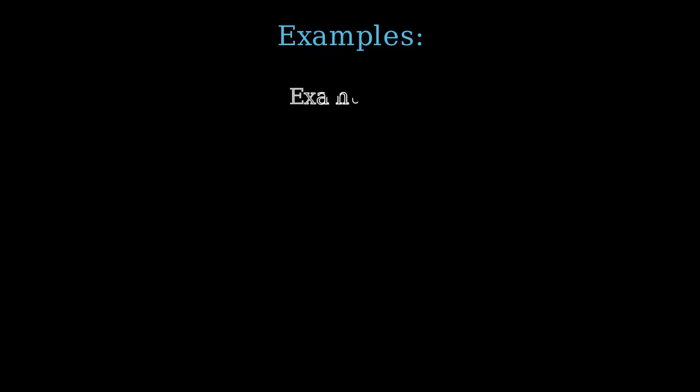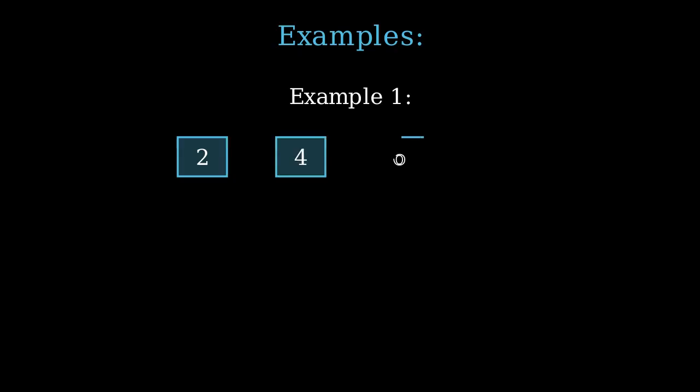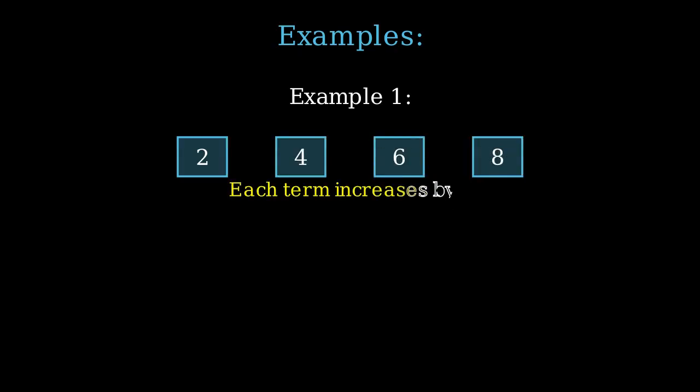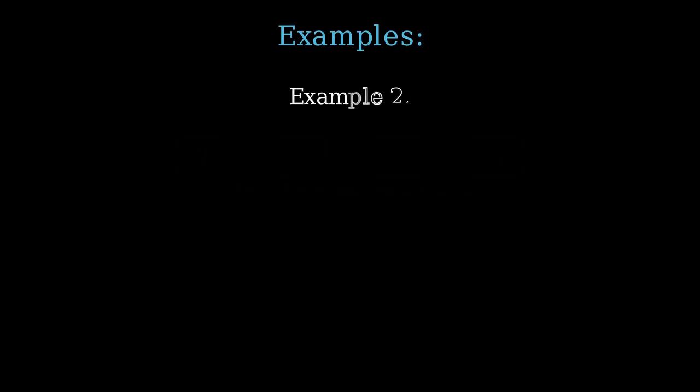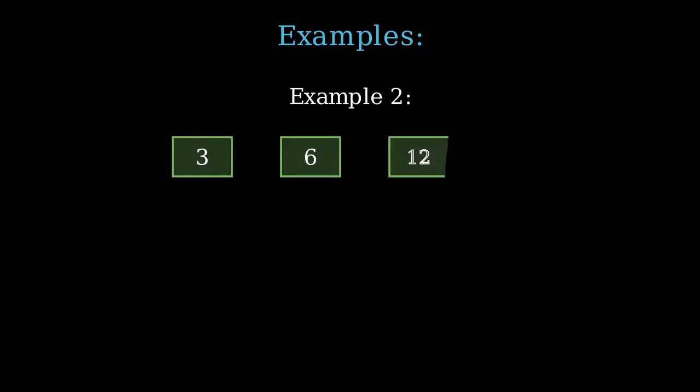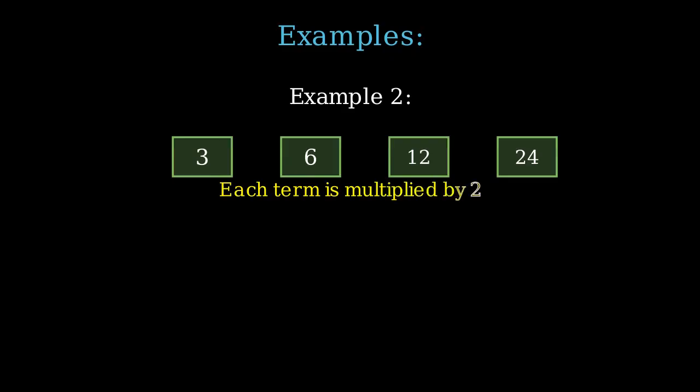2, 4, 6, 8. That's a sequence where each term increases by 2. Or 3, 6, 12, 24, where each term is multiplied by 2. Now, when we talk about a series, we mean the sum of the terms in a sequence. So if the sequence is 2, 4, 6, then the series would be 2 plus 4 plus 6.